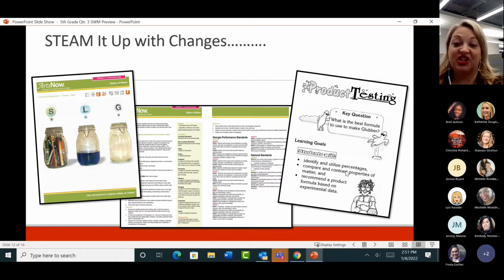So they're using percentages, which is great for math. They're comparing and contrasting properties of matter, and they're recommending a product. So in this activity, they're given 3 different recipes for the Glover, and it gives it to them in percentages.